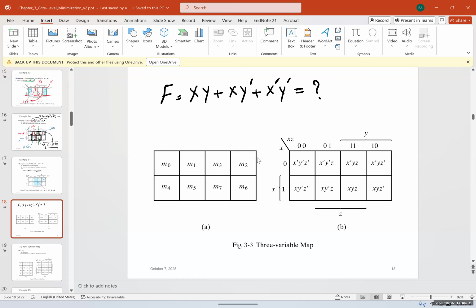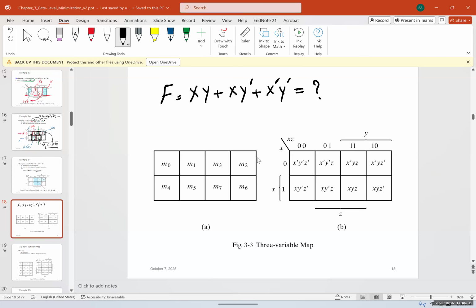Did anyone solve this one? Yes. So xy, meaning it's in the x row and the y column. So it's going to be these two. This is xy.